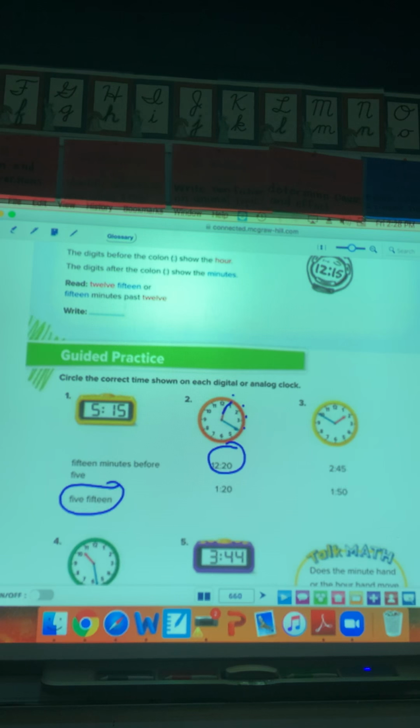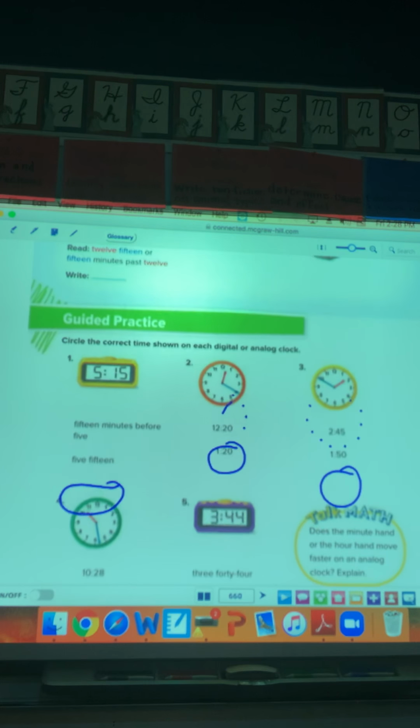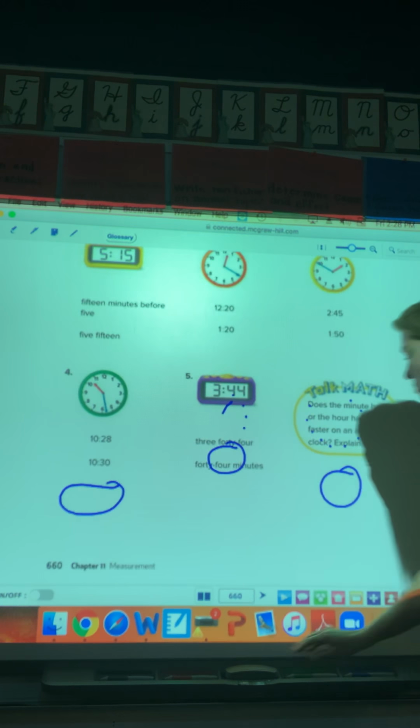All right, let's look at number 3. The hour hand is between the 1 and the 2. It has not made it to the 2 yet. So that means the hour is 1. And let's look at our minutes. We can count by 5s. We start at the 12. 5, 10, 15, 20, 25, 30, 35, 40, 45, 50. It has not made it to the 2 yet, so it is 1:50. All right? I want you to do numbers 4 and 5, and then we will check them together.